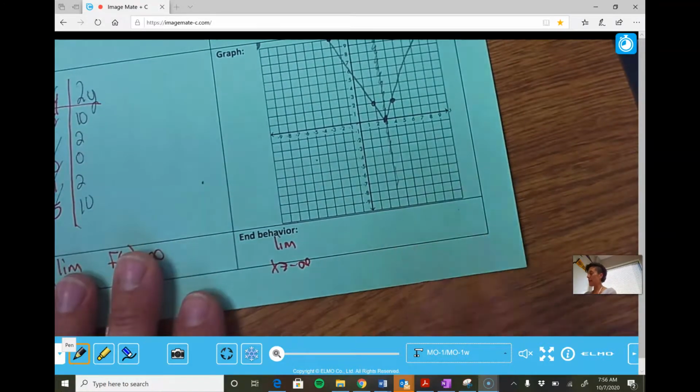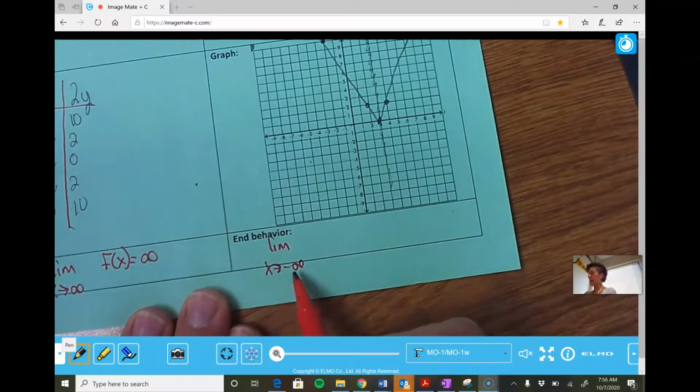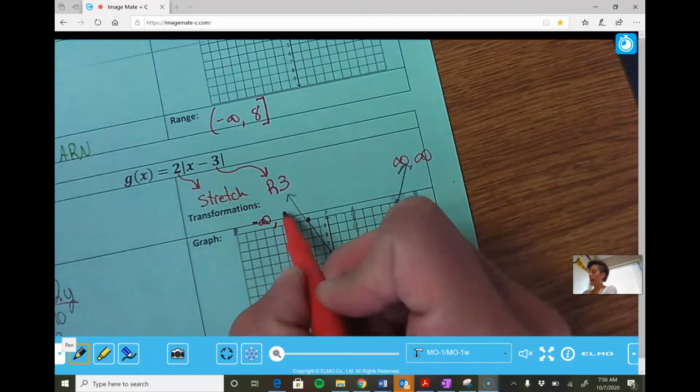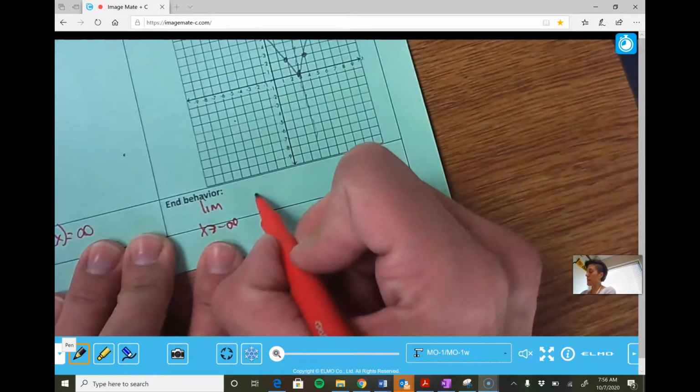Anyway, I was doing the end behavior, so lim as x is getting smaller, which is happening over here. And that means our y, our f(x), is getting bigger, so that's what I want to write.